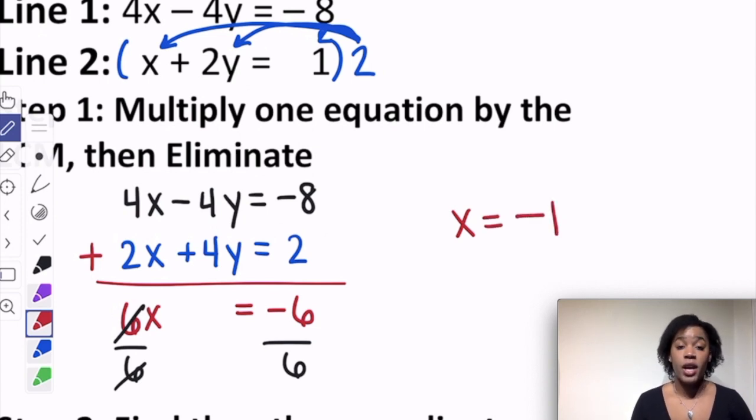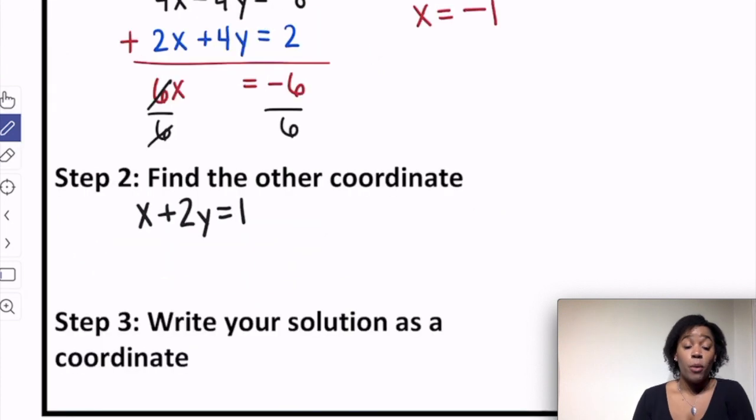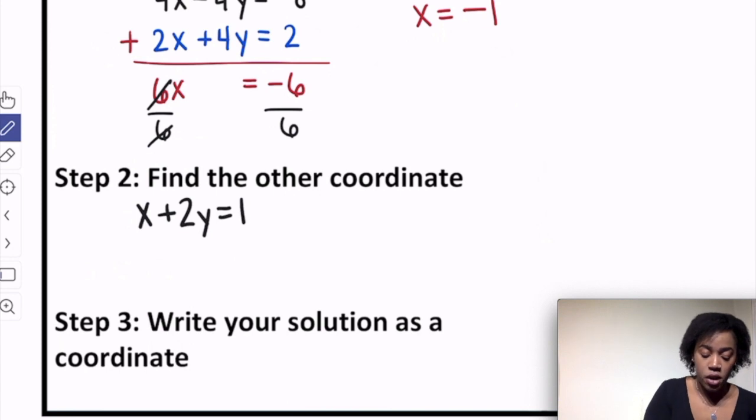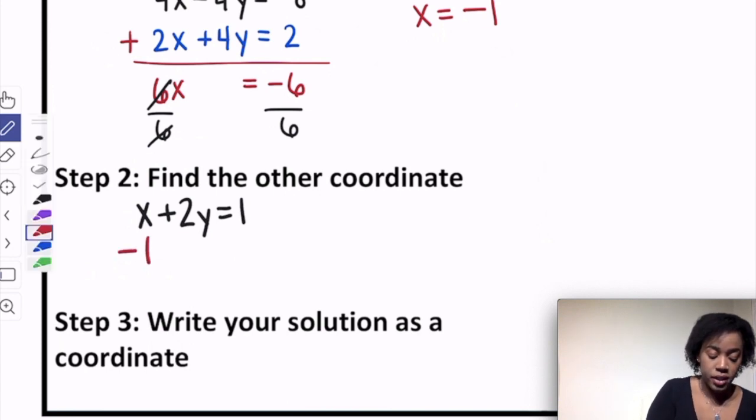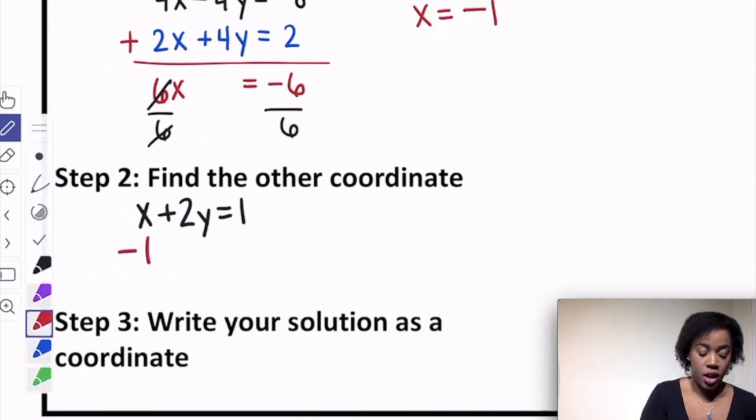Now that I found x, I'm going to plug it back into one of the original equations in order to find my y variable. I'm choosing to use the second equation in the system. I'm going to substitute x with negative 1.